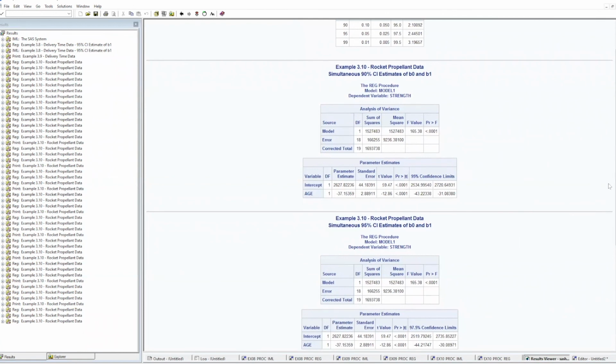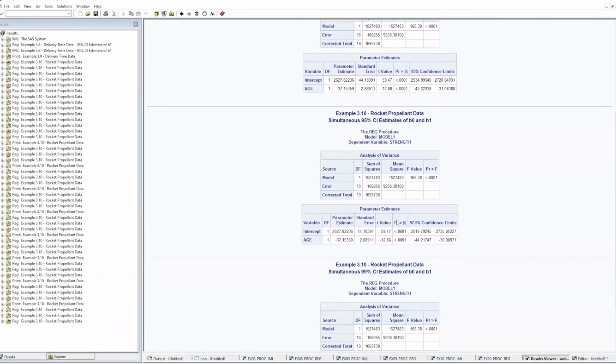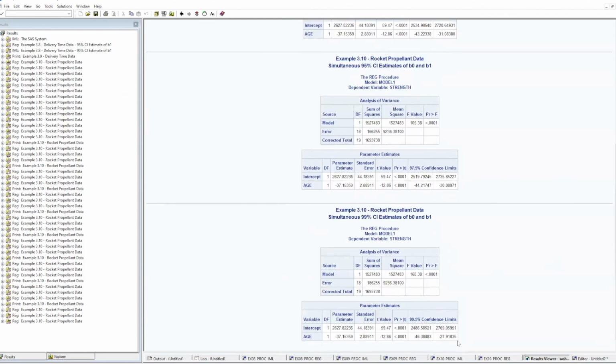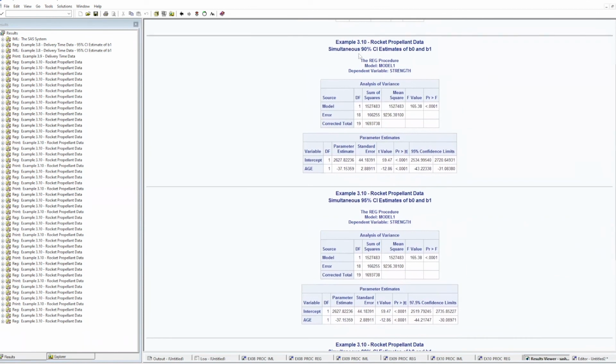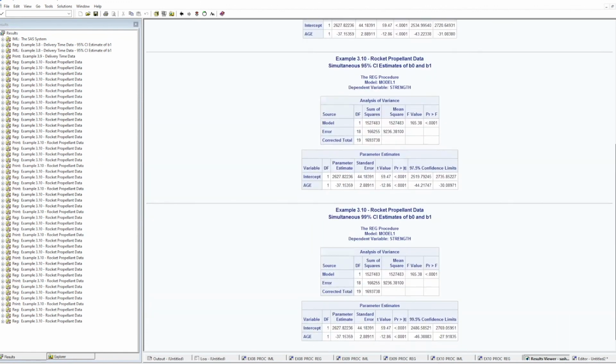Likewise, these intervals have a simultaneous confidence level of at least 95%. And these intervals have a simultaneous confidence level of at least 99%. And the other thing to notice, and you know this very well, is that as you increase the confidence level, the width of the intervals increases. So these are the narrowest intervals in this set, and these are the widest intervals in this set.